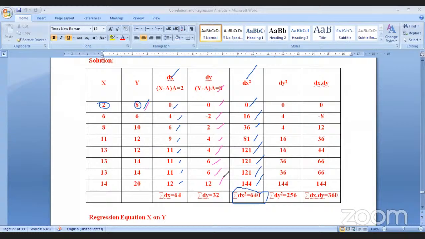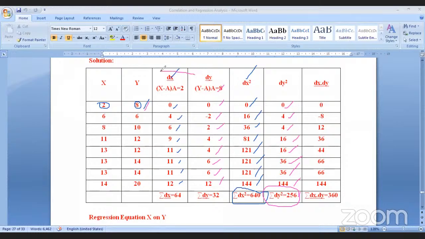Okay, after getting all these values, see: 0 square is 0, minus 2 square is 4, 2 square is 4, 4 square is 16, 4 square is 16, 6 square is 36, 6 square is 36, 12 square is 144. So sigma dy square is equal to 256. 256 is the sigma dy square.